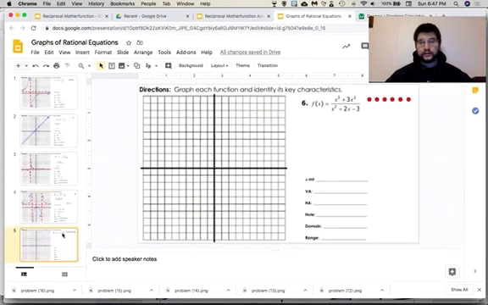Last one. I know this is taking forever. My apologies. This one, super easy to factor. GCF is x squared.